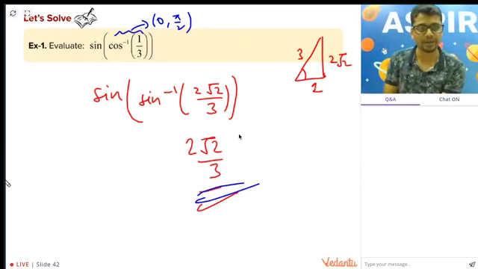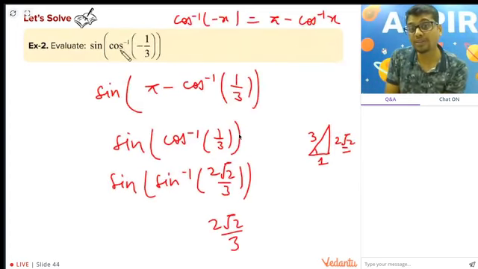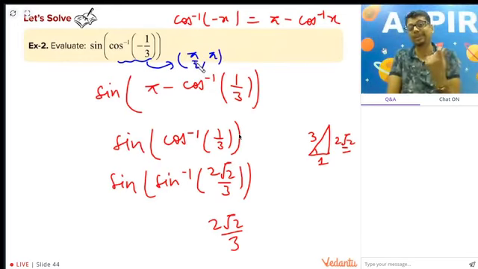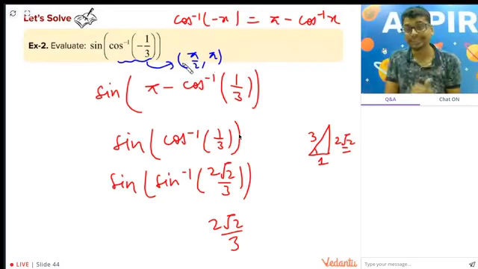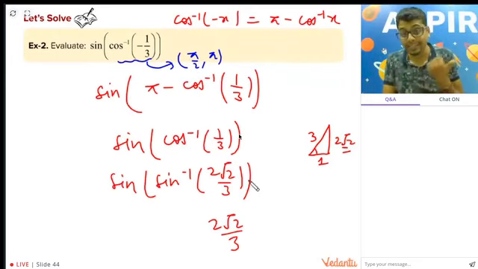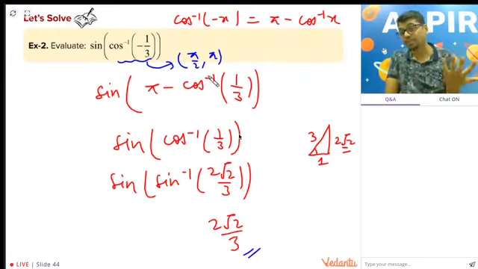Now what about this? Cos inverse of something negative. I'll expect a value between pi by 2 to pi, right? Cos inverse of something negative, I'll expect the value to be somewhere between pi by 2 to pi. Second quadrant. Sine of some angle between pi by 2 to pi. What answer, positive or negative? I expect positive only. Why? Because sine is positive in the second quadrant, right?